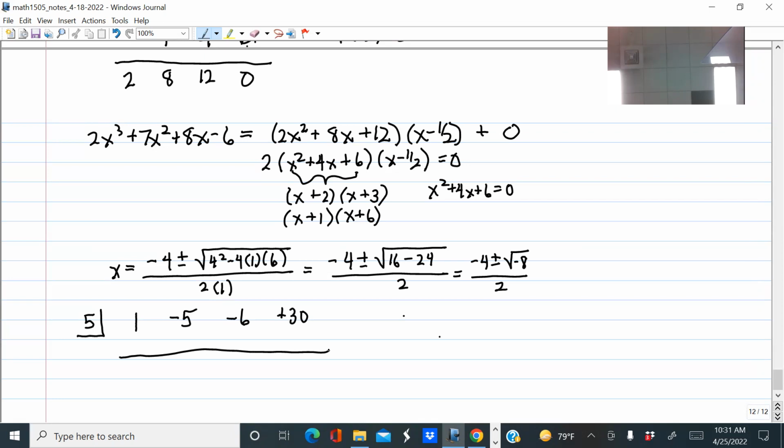X cubed, minus 5x squared, minus 6x, plus 30. I don't have to write the plus, but there it is, plus 30, right? Okay, so now let's do the synthetic division. You bring down the 1. Oh, that works out beautifully.